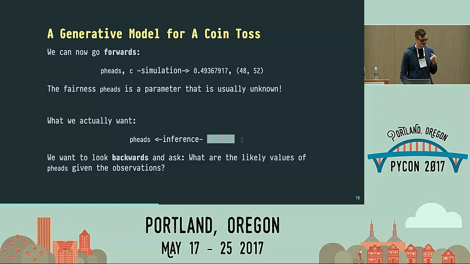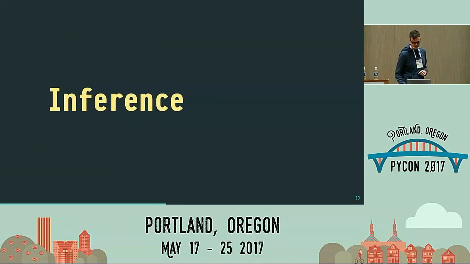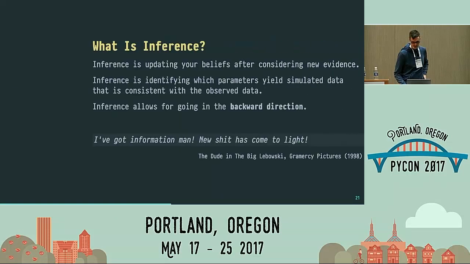So we have this here. We know how many tails and how many heads there were. And now we're going to go in the opposite direction, and we want to infer what p heads was or could have been. So what are the likely values of p heads given the observations? What possible values could p heads have had such that it would agree with my observations? And this is what inference is all about.